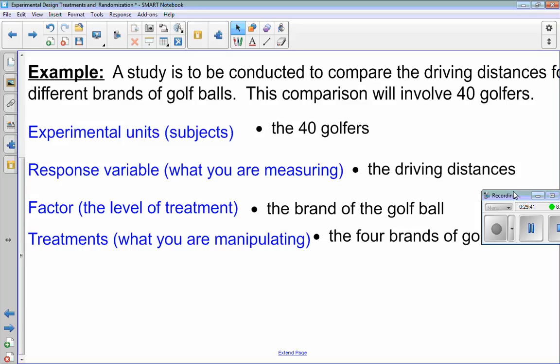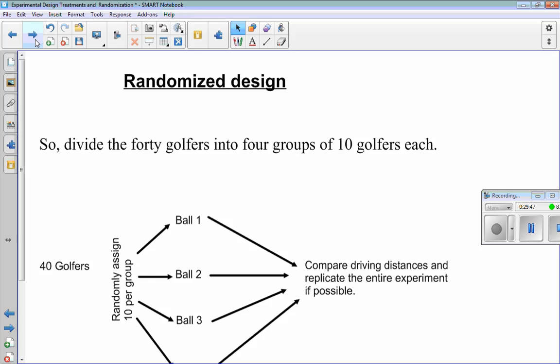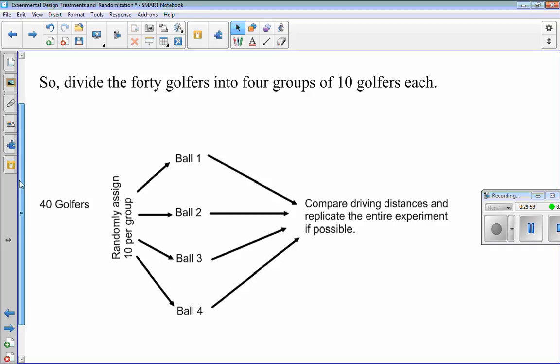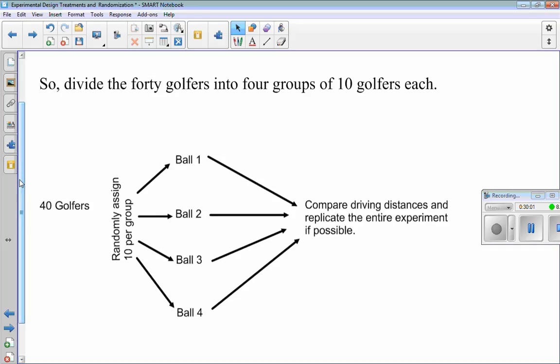But I'm not done. Okay? I want to design it. When I design an experiment, let's make sure when I design it, I need a picture. Okay? So you need to put all of this information into a picture. And let me tell you what the important piece is. So we call this a diagram. How many different treatment groups are there? 4 treatment groups because there are 4 brands of golf balls.